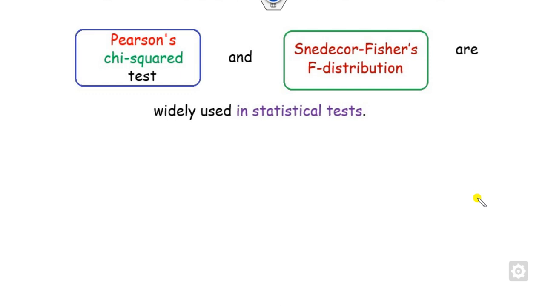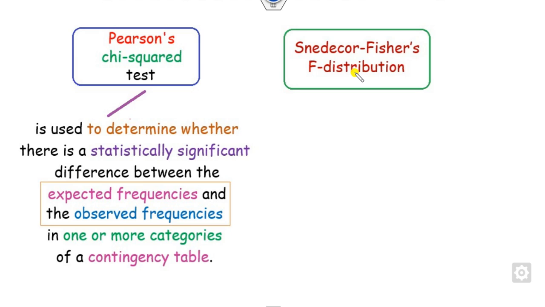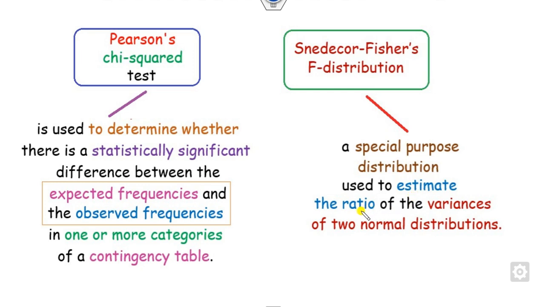So as we have seen, there are two widely used statistical tests: the Fisher F test as well as the Pearson chi-square test. What is the purpose of the chi-square test and the F test? The chi-square test is used to check whether there is any statistical difference between the observed frequency and the expected frequency. However, the F test is used to compare, or you can say it estimates, the ratio of the variances of the two normal distributions.